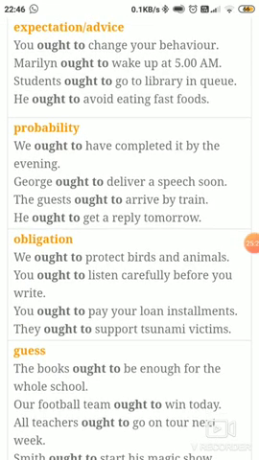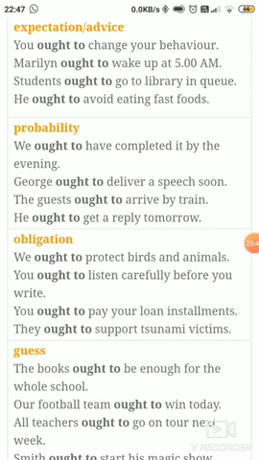Expectations or advice. You ought to change your behavior. Marilyn ought to wake up at 5 a.m. Students ought to go to the library in queue. We ought to avoid eating fast food. Now probability. We ought to have completed it by the evening.